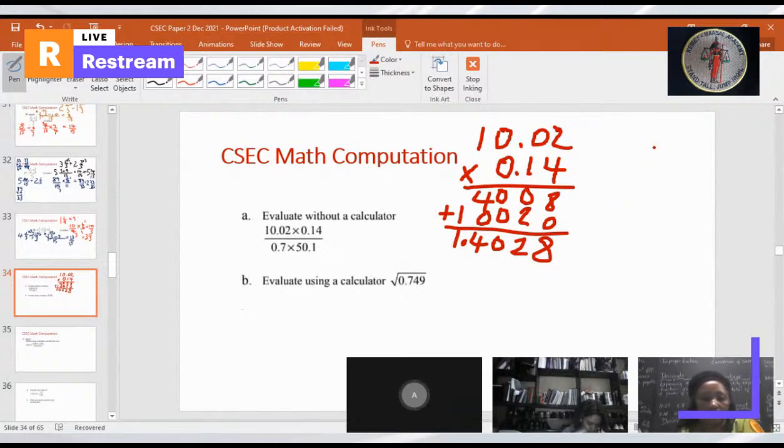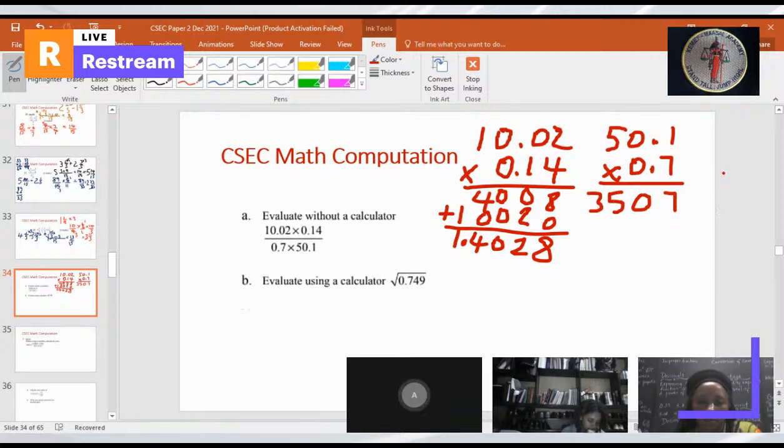And then do the bottom part. So 0.7, let me put the one with the most digits at the top. 50.1 times 0.7. 7 times 1 is 7. 7 times 0 is 0. 7 times 5 is 35. And then you divide it by 100. Hold on, 2 decimal places, right? Yeah.